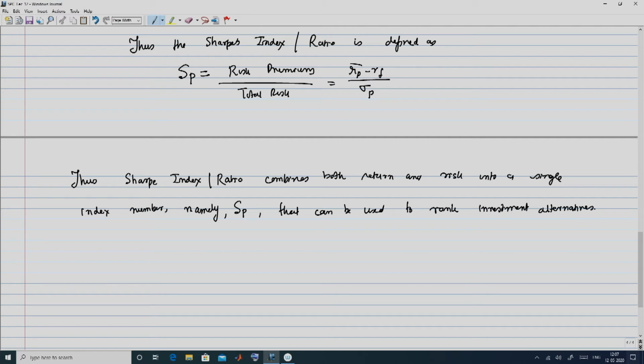So, this means that you can look at various investment alternatives, that means a collection of portfolios, and for each case we can calculate the Sharpe ratio and then use the Sharpe ratio to rank the desirability of the portfolios, and then accordingly make an investment in a portfolio or a mutual fund that is more desirable. All right.